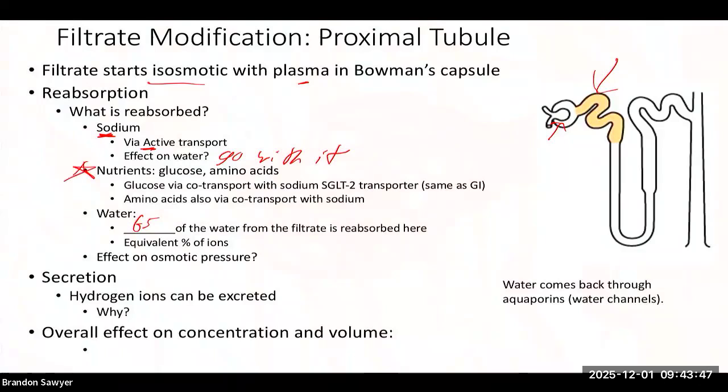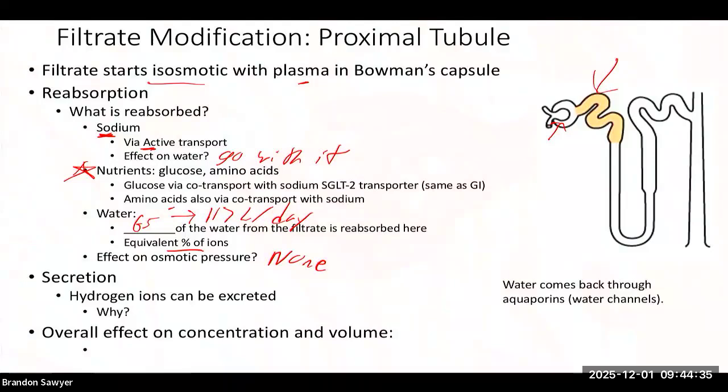Okay, and then we bring back all of our nutrients here too. Any nutrients that ended up in the filtrate, glucose, amino acids, all of these things are brought back in this very first step. The body doesn't want to lose these things, so it's going to pull it all back. So this 65% equates to 117 liters per day of water that's brought back right here in the proximal tubule. It's an equivalent percentage of ions, so that means there is no effect on osmotic pressure.